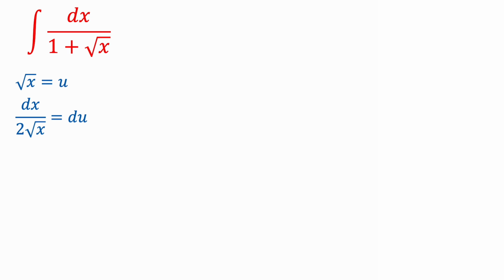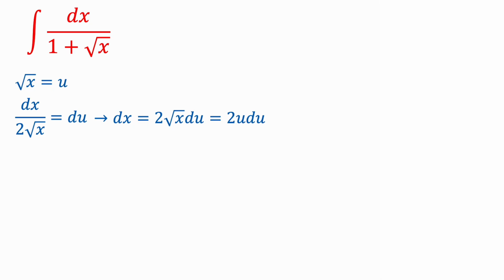Since u is the square root of x, we can use our substitution. We already set u equal to the square root of x. So what does our dx become? By rearranging, it becomes 2u times du. Now, what exactly were we looking for in the original problem? We wanted to ensure every single part of our expression was in terms of u.